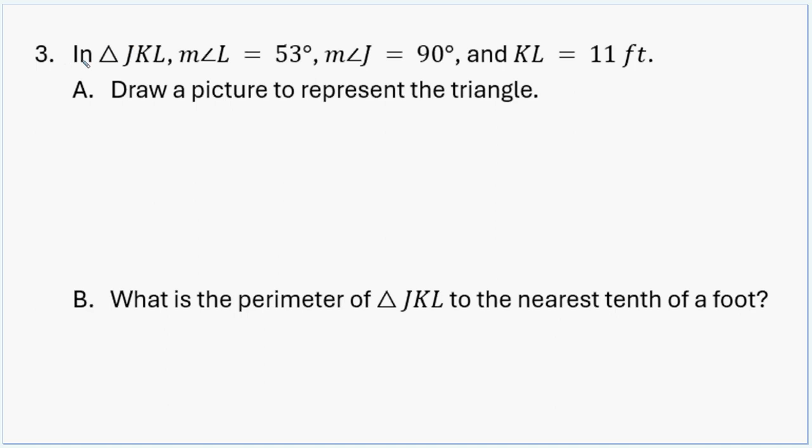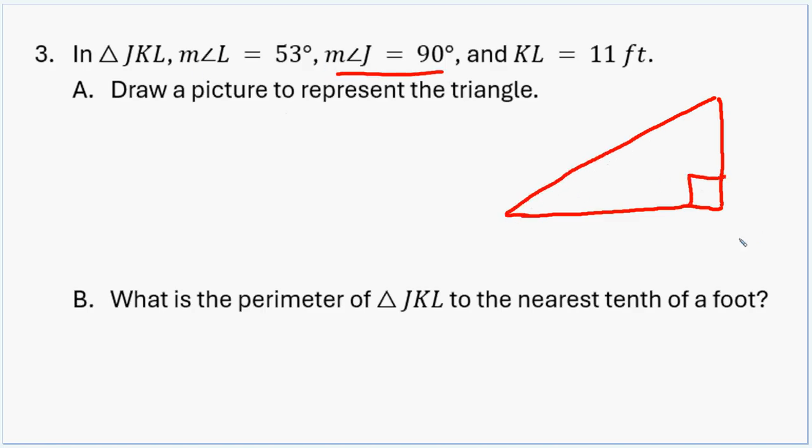Number 3, we've got triangle JKL. L is 53, J is 90, KL is 11 feet. Draw a picture to represent. So I'm going to draw my right angle over here on the right, and the right angle is angle J. L and K are the other two. It doesn't matter if I put L here and K here or vice versa, because LK will always be the hypotenuse, and KL is 11 feet. So there's our picture to represent. Oh, I got to put in angle L is 53 degrees.